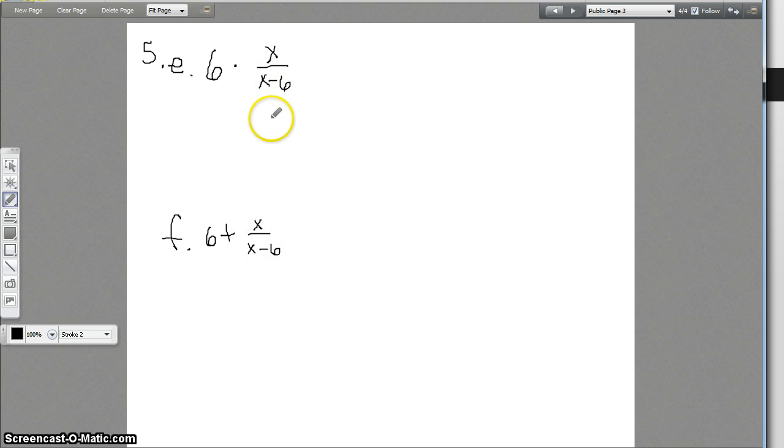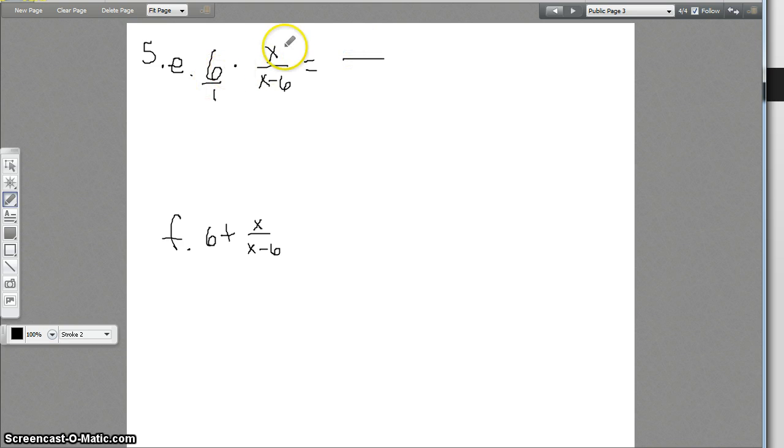So the top one where we have the product, remember anytime you are multiplying, you look to see if there's a common factor in the numerator and denominator. There is not in this case, because there is no x minus 6 in the numerator. So we can just multiply across our numerator. We can write 6 as a fraction over 1.